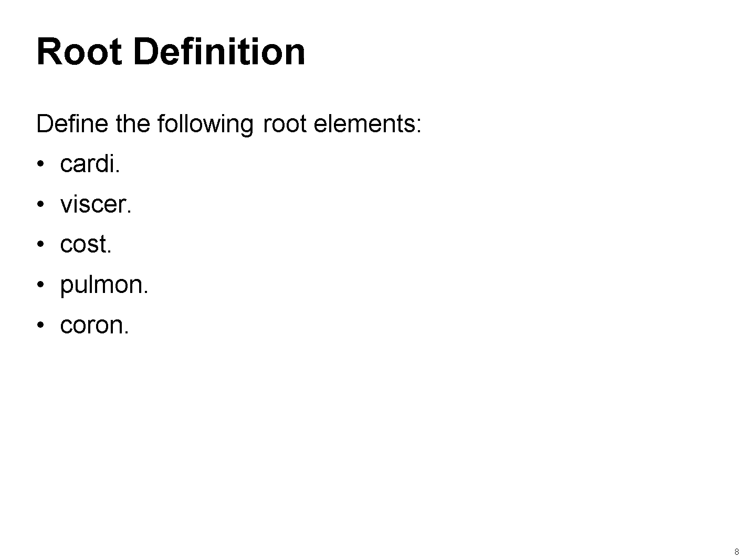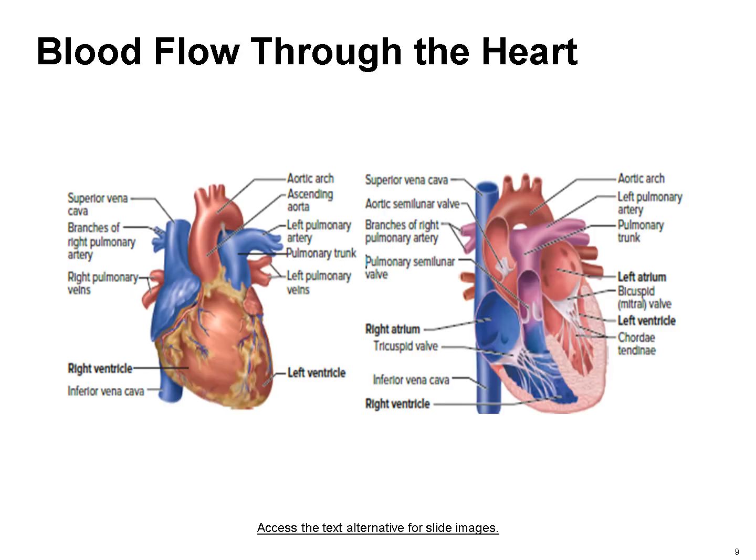Cardi, meaning heart. Viscer, meaning an organ. Cust, meaning rib. Pulmon, meaning lung. Coron, meaning crown. By mastering these root elements, you'll have the foundation to decode and construct a wide variety of medical terms.